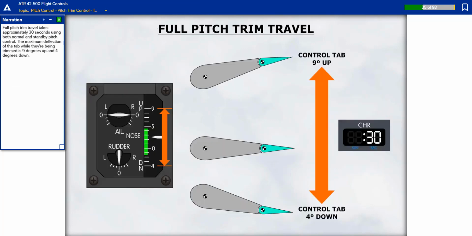Full pitch trim travel takes approximately 30 seconds using both normal and standby pitch control. The maximum deflection of the tab while they're being trimmed is 9 degrees up and 4 degrees down.